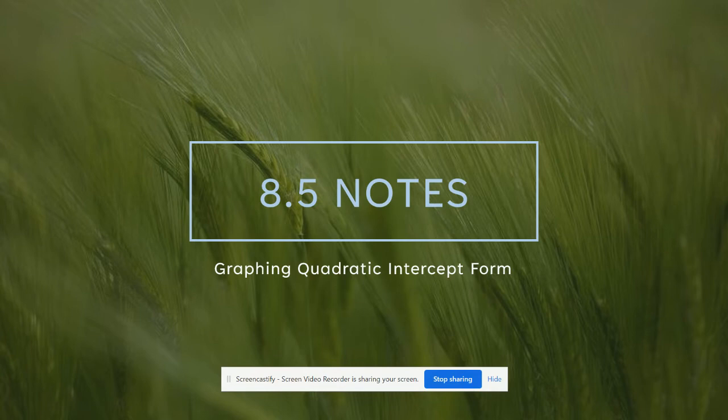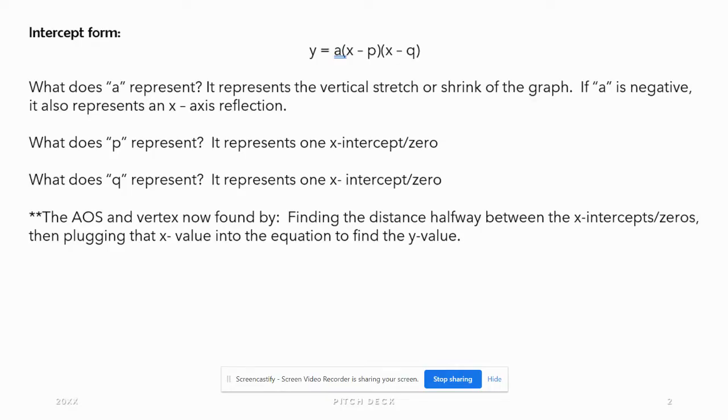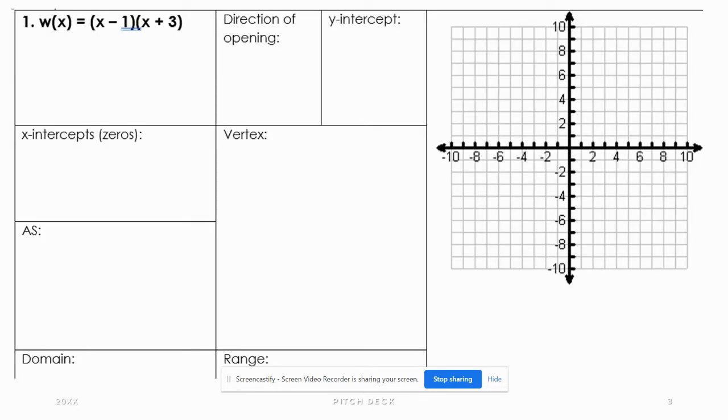Welcome back, everybody. We are going to finish up Chapter 8 today by talking about graphing quadratics in intercept form. Pause the video and jot this down in your vocab section. All right, remember, zeros and x-intercepts are the same thing. They just call them zeros because they are the solution, and y is 0 when we look at the x-intercept.